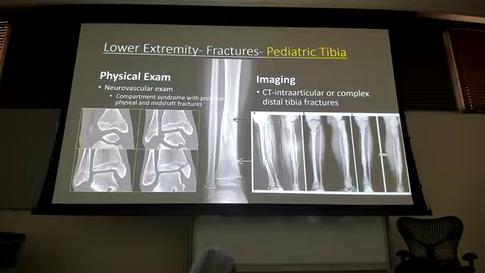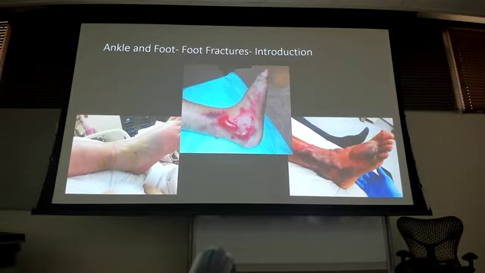But we want to consider checking those compartments, doing a good neurovascular exam. For the tibia, if we suspect it's involved in the joint, we want to get a CT on those ones, if it's distal tibial fractures.